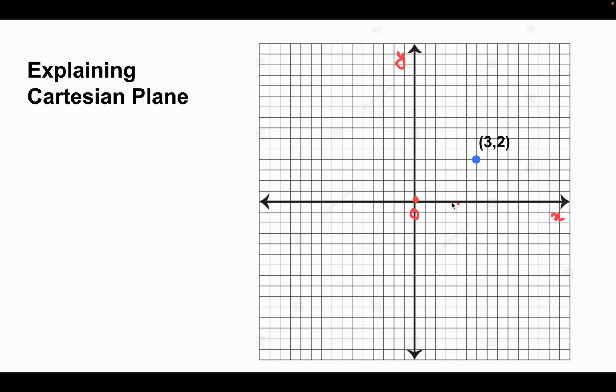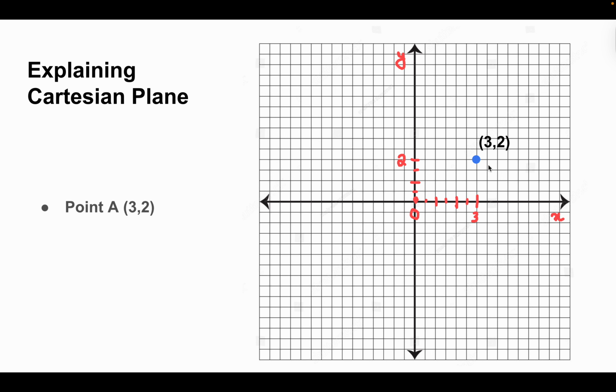So it is 3 units in the x-axis. So let's say this is 0.5 and 1, 1.5 and 2, 2.5 and 3, right? So this is 3 units in the x-axis and 2 units in the y-axis. So this is 1 and this is 2. So this is 3 in the x-axis and 2 in the y-axis. That means 3 steps to the right and 2 steps up.